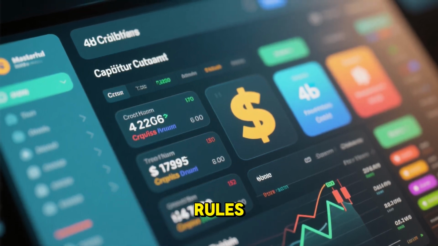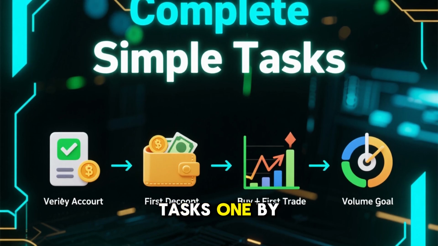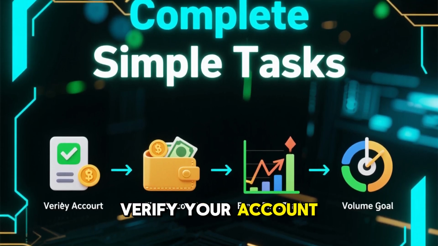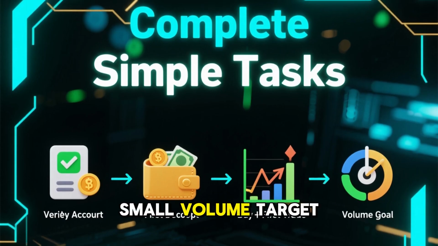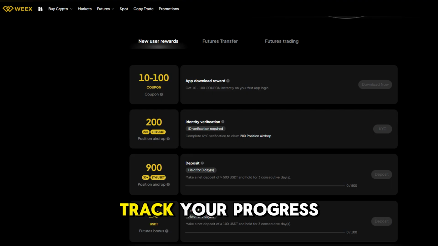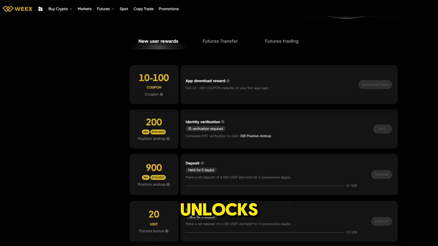Always read the task rules. Work through the tasks one by one. Verify your account, make a first deposit, try a first trade, or meet a small volume target if required. Track your progress inside the rewards page and claim each item as soon as it unlocks.